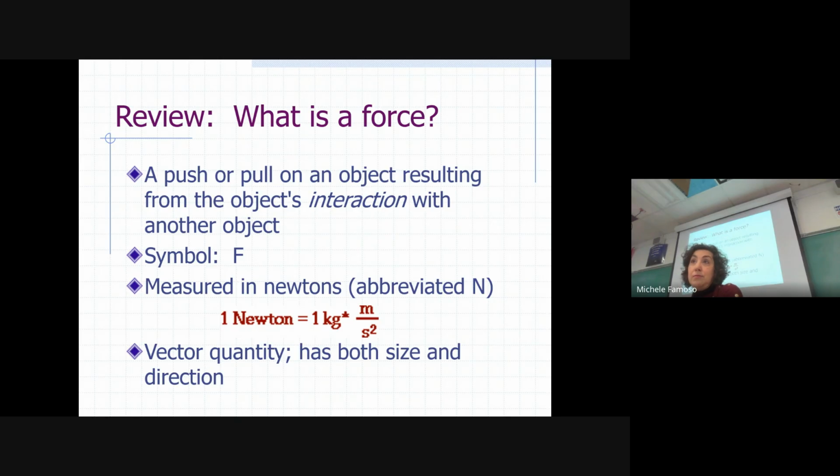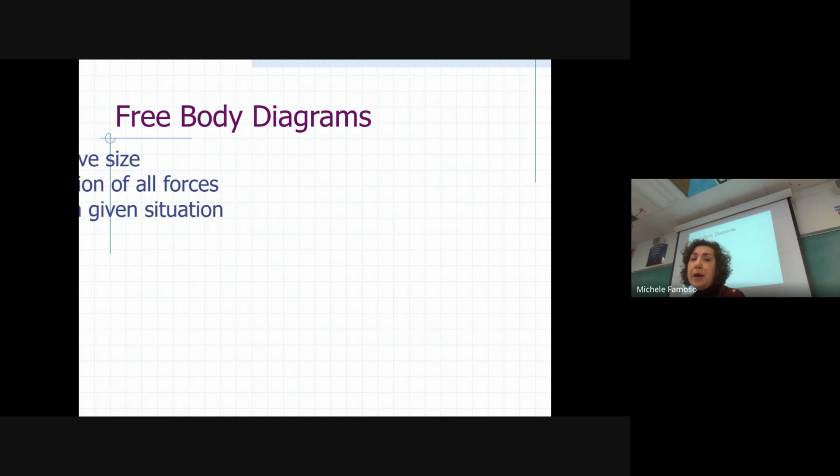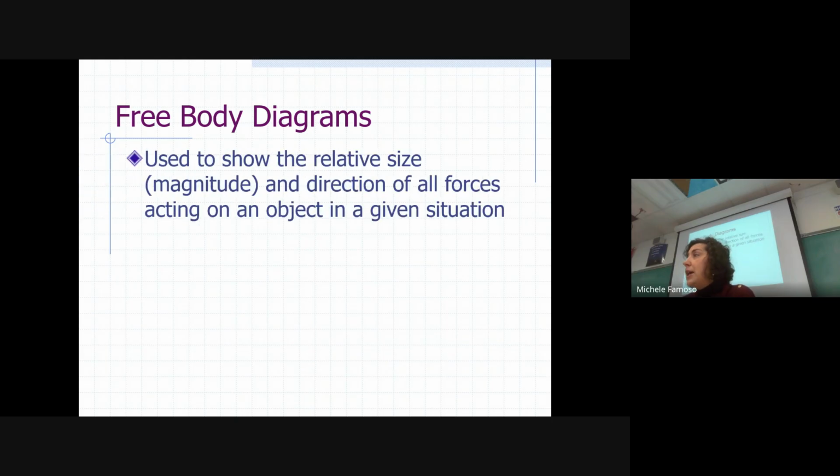We're going to draw them with lengths to show us how big they are, and a direction to show us which way they're pushing or pulling. Now, on a free body diagram, these are the types of diagrams we draw to help us see the relative size or magnitude and the direction of all the forces that are acting on an object in a particular situation.